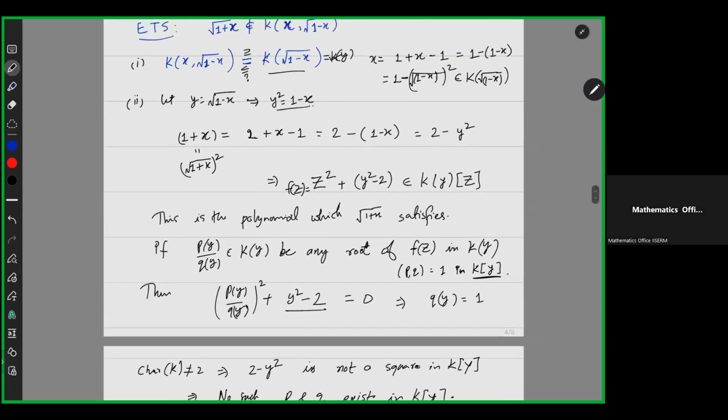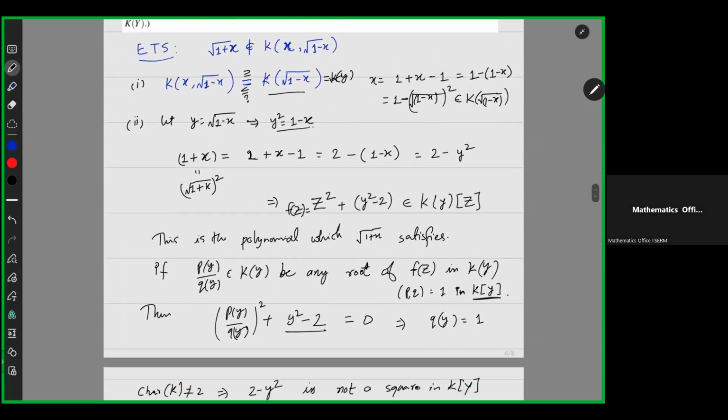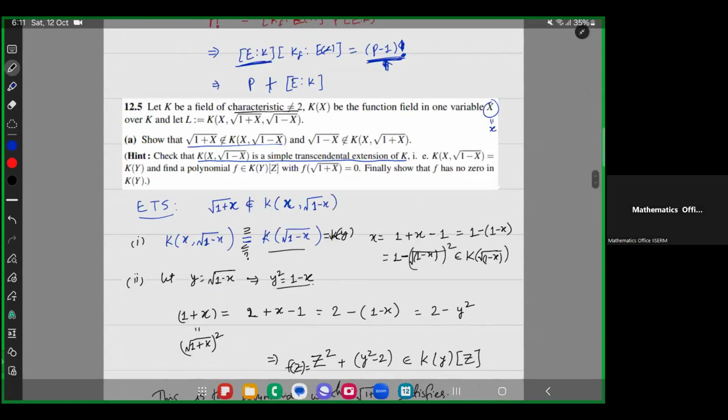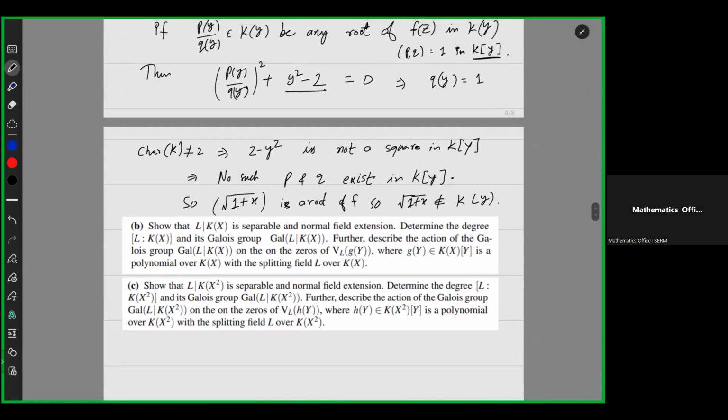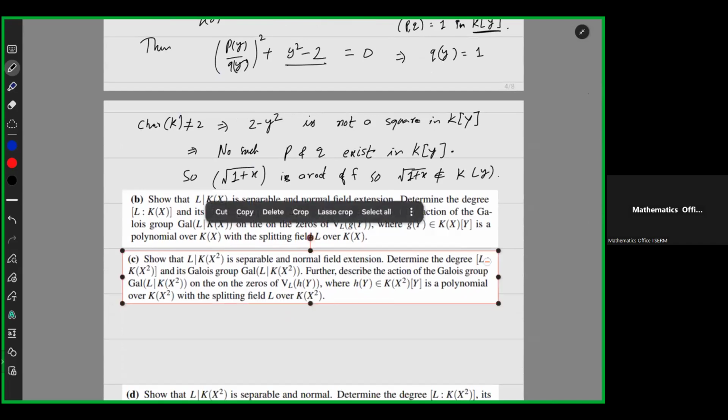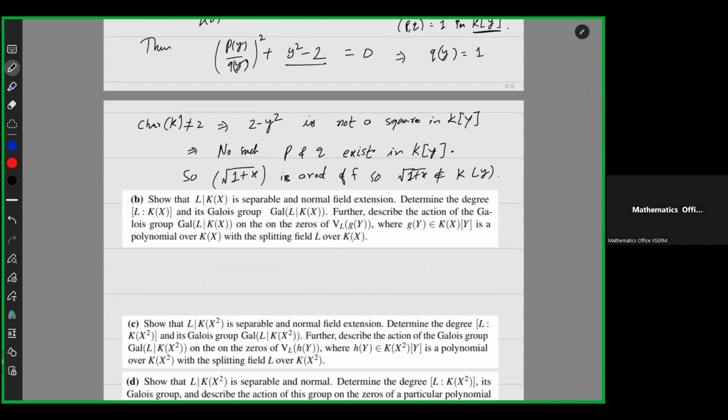So 1 plus x or 1 minus x. What was this? Yeah, square root of 1 plus x, which is a root of f, does not belong to k(y). So that part is also done. So let's see the next question maybe.